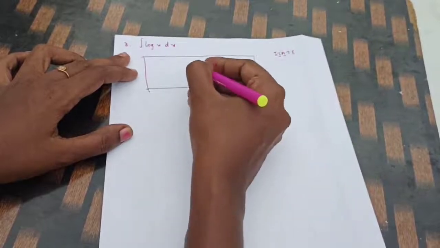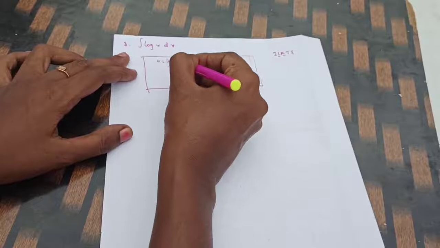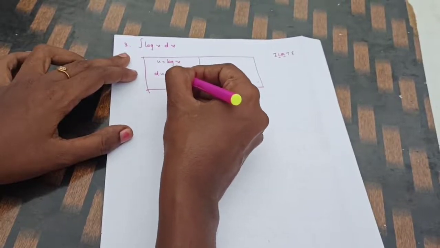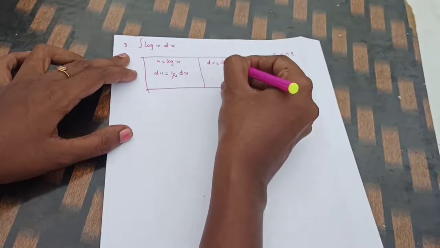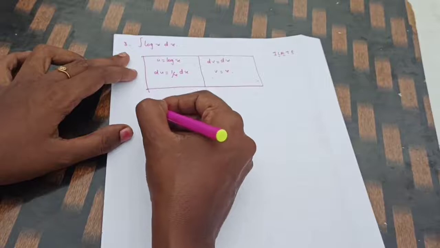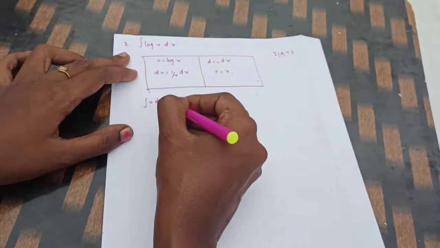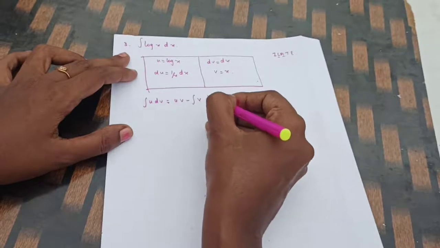So draw the tabular column. Okay. u equal to log x. So du, how much will we get? 1 by x dx. So dv equal to how much? dx. So v equal to x. Substitute in the formula: integral of u dv equal to uv minus integral of v du.